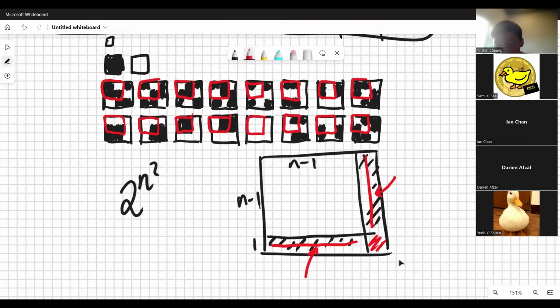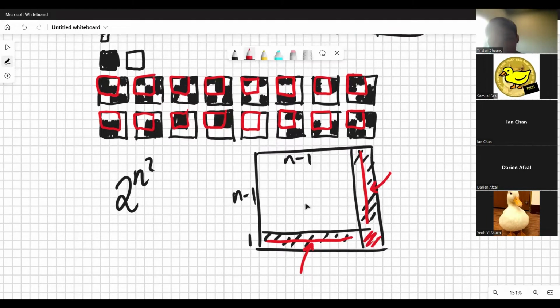Inside the red square, if there are an odd number of black squares, the corner square is black. Okay, yes. So I should probably clarify, because you said red square, I thought you were saying this square, but I think you're saying this square. So yes, it's something to do with the red square here. So let's see.